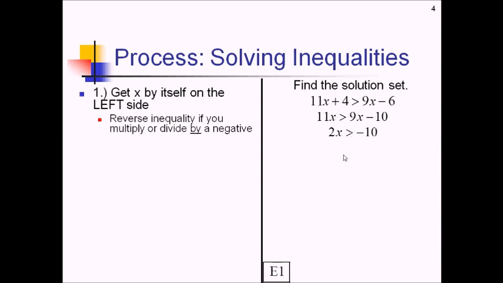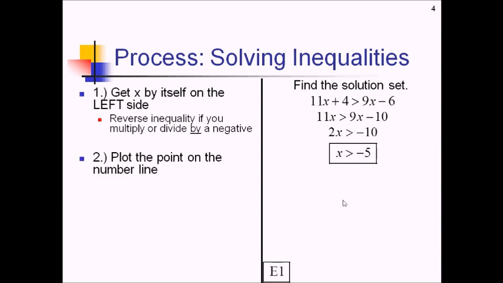Now we're going to divide by positive 2. Now it doesn't matter that we're dividing into a negative or a positive. Either way, if you're dividing by a positive, you do not change the direction of the inequality. So that's going to be x greater than negative 5, and that's the solution set, but we also have to graph it. So to graph this thing, we're going to first plot the point negative 5 on a number line.